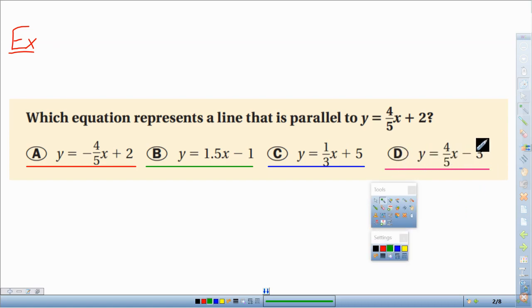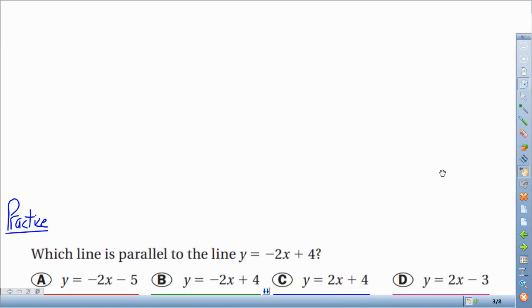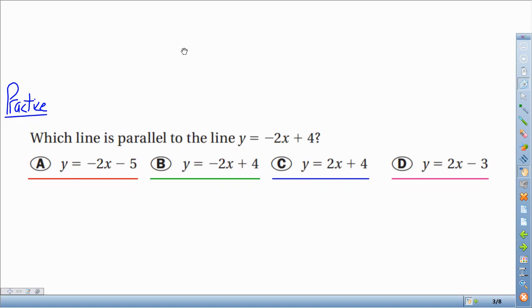So on your paper, go ahead and write out that whole thing. D, y equals 4 over 5x minus 3. That is a parallel line. Okay, so with that in mind, I'm going to have you try one of these on your own. Go ahead and get these new directions here and figure out which one of these four lines is considered parallel. Give it a try.